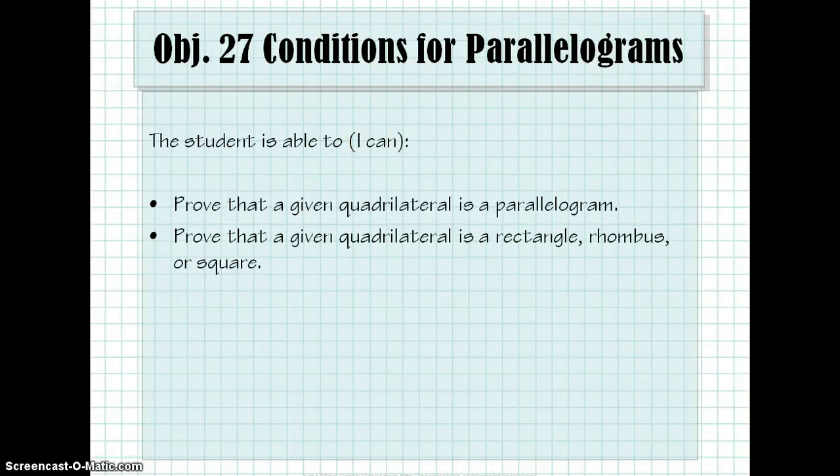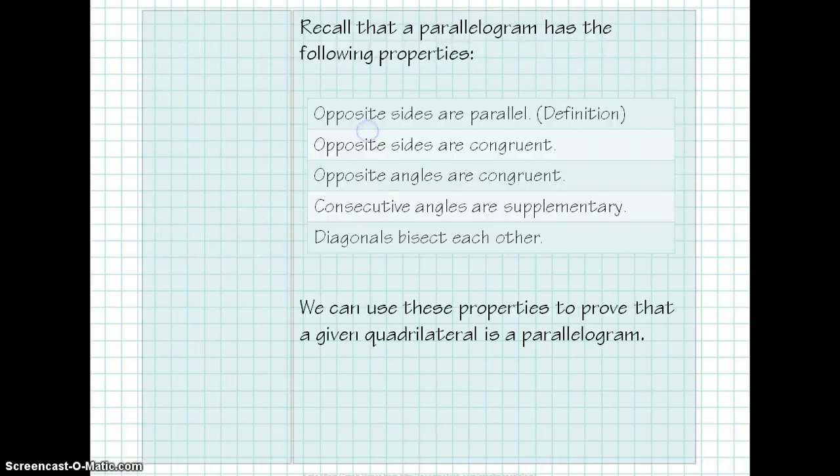Okay, conditions for parallelograms. In this case, we're going to go the other direction. If we have a quadrilateral, how can we prove that it is a parallelogram? Well, first off, recall that a parallelogram has the following properties. Opposite sides are parallel, which is the definition. Opposite sides are congruent, opposite angles are congruent, consecutive angles are supplementary, and diagonals bisect each other. We can use each of those properties to prove that a given quadrilateral is a parallelogram.